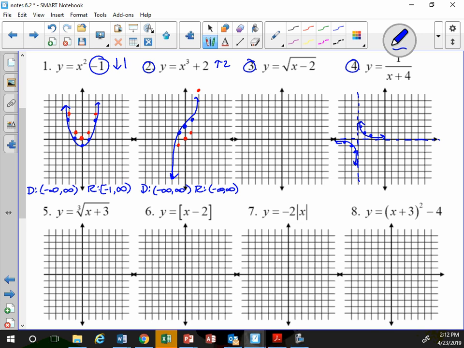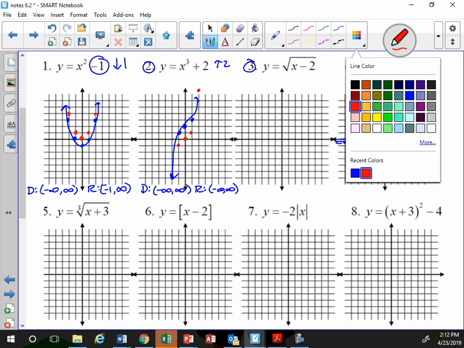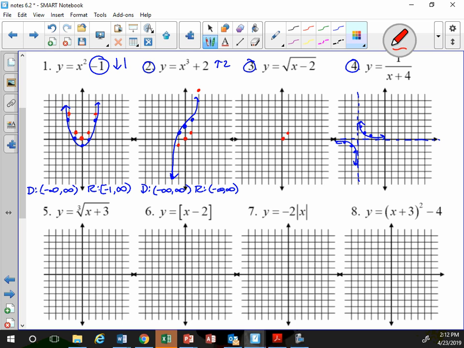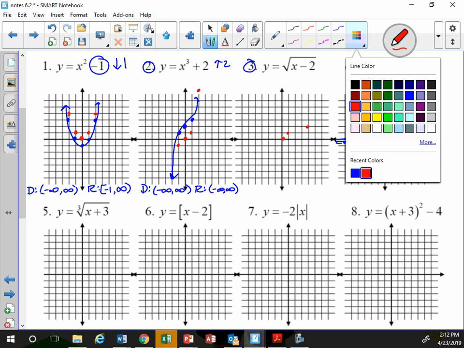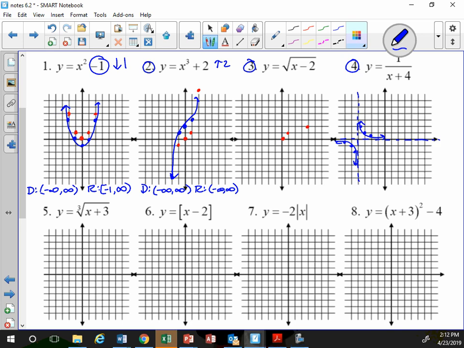Next one, square root graph. So I know my parent dots. And where am I going with this one? Right, left, up, down. What are we doing? Right. So right to.